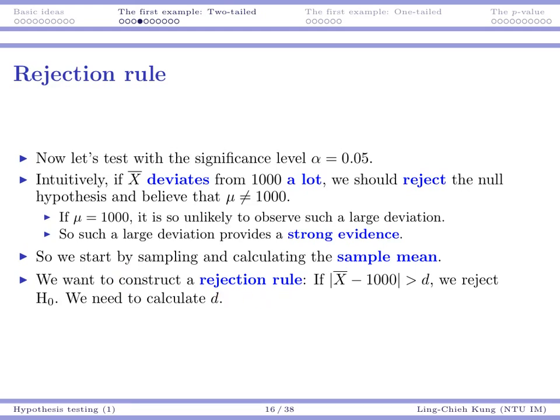We want to determine a distance d so that if the deviation is greater than d, then we say we're going to reject H0. We know that d cannot be too large and cannot be too small. In particular, if d is small, our chance to reject H0 would be larger, and then the chance to make a mistake would also be larger. So we want to find a d so that the error rate is under control. Our task, in summary, is to calculate d.